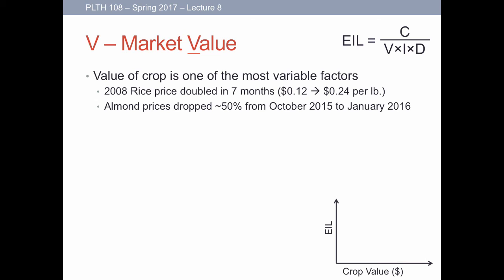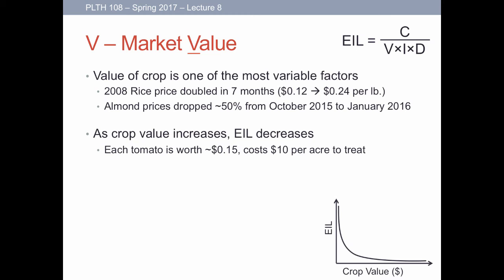A little bit closer to home, almond prices have been dropping pretty significantly for a while now. And so that really affects how we decide to protect the crop. So if we saw the value change, let's say the value of the crop went down, how would we expect that? Or actually, let's be consistent. Last time we said the cost went up, let's say the value goes up. Let's say you're growing almonds and all of a sudden the price picks back up and we jump up 50% instead of decreasing. How is that going to change the economic injury level? Right. It's going to lower it. So as the crop value increases, the economic injury level decreases.